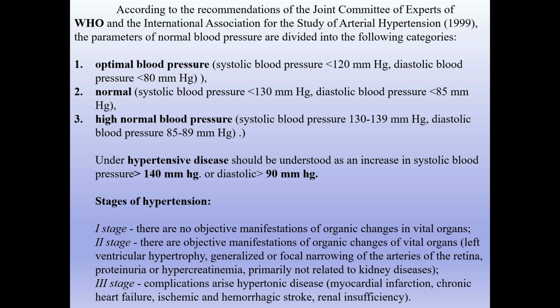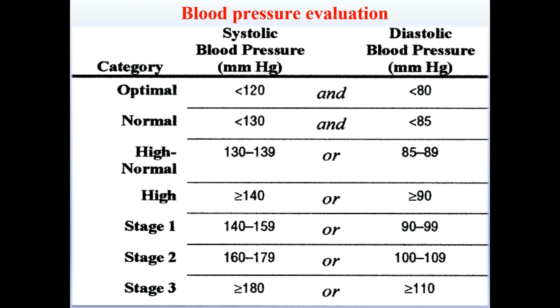First stage: there are no objective manifestations of organic changes in vital organs. Second stage: there are objective manifestations of organic changes of vital organs, left ventricular hypertrophy, generalized or focal narrowing of the arteries of the retina, proteinuria or hypercreatininemia, primarily not related to kidney diseases. Third stage: complications of hypertonic disease arise, myocardial infarction, chronic heart failure, ischemic and hemorrhagic stroke, renal insufficiency. And here you can see the table which summarizes blood pressure evaluation.